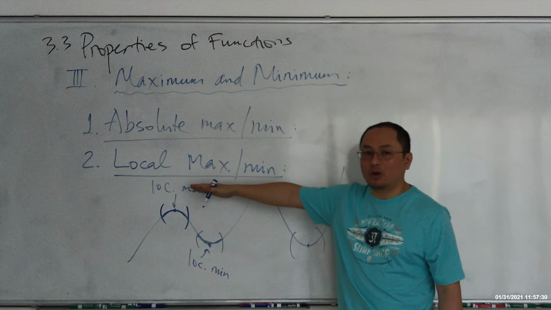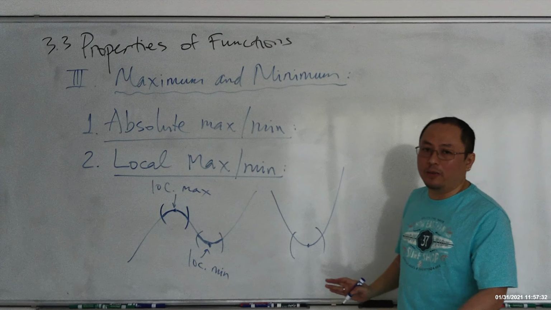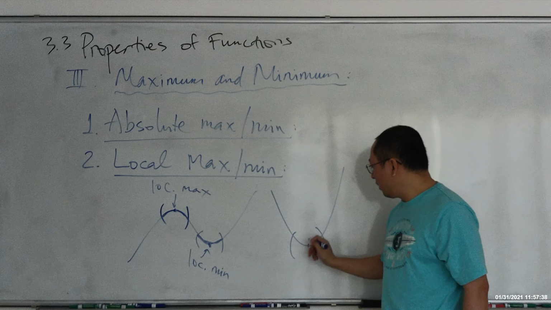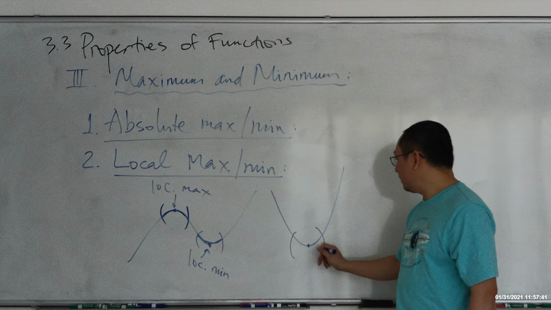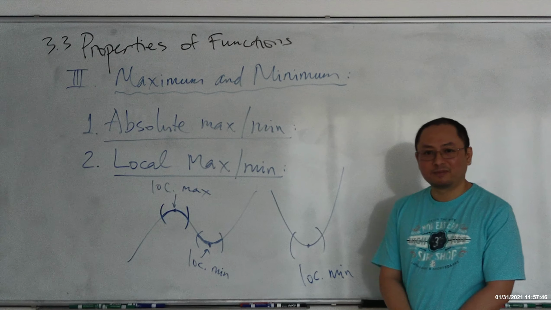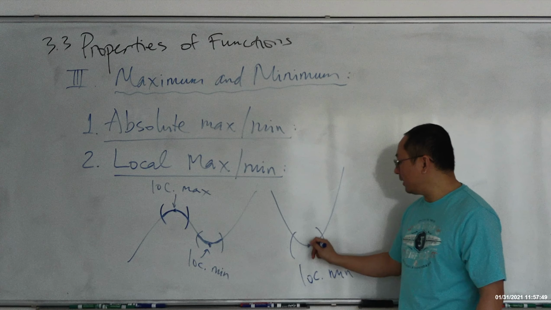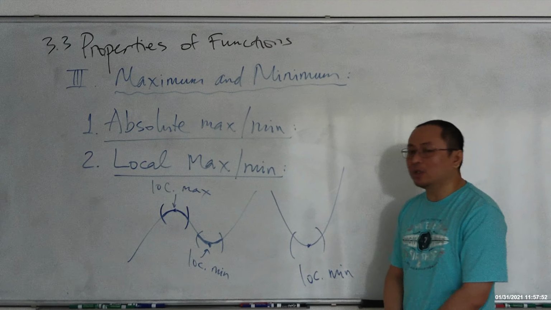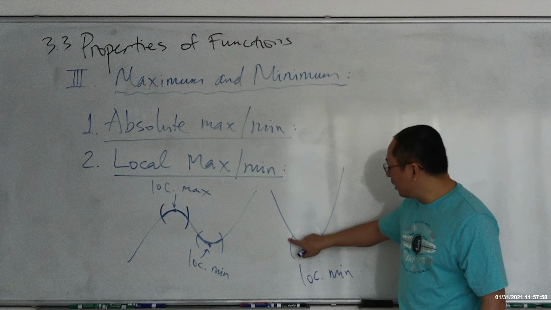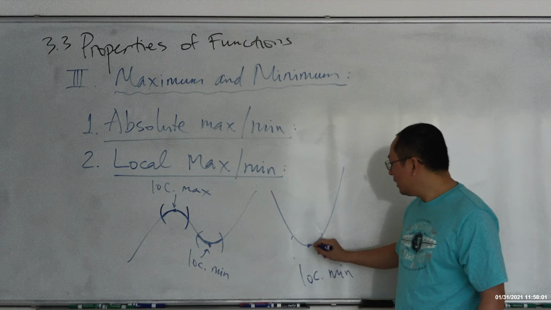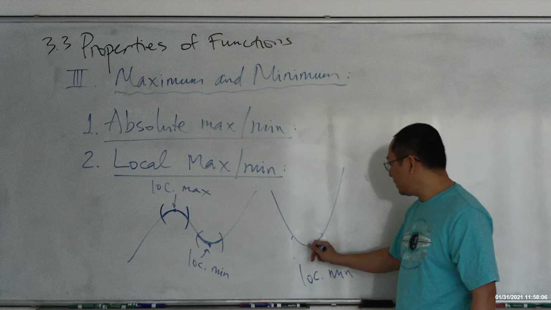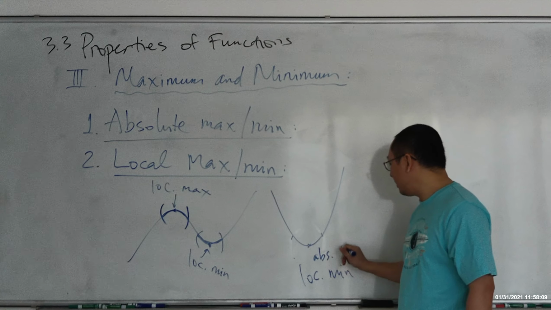Again, one more time, for local, you don't look at the entire domain. You only look at an interval, okay? A small piece, locally. And locally, you can find this point is the lowest point. So this is going to be the local minimum. Okay, now one more thing. This point is also the absolute minimum. You see why? Because if I don't just look at it locally, if I look at the entire function, this point is also the lowest point for the entire graph. So this is a local min and absolute min at the same time.